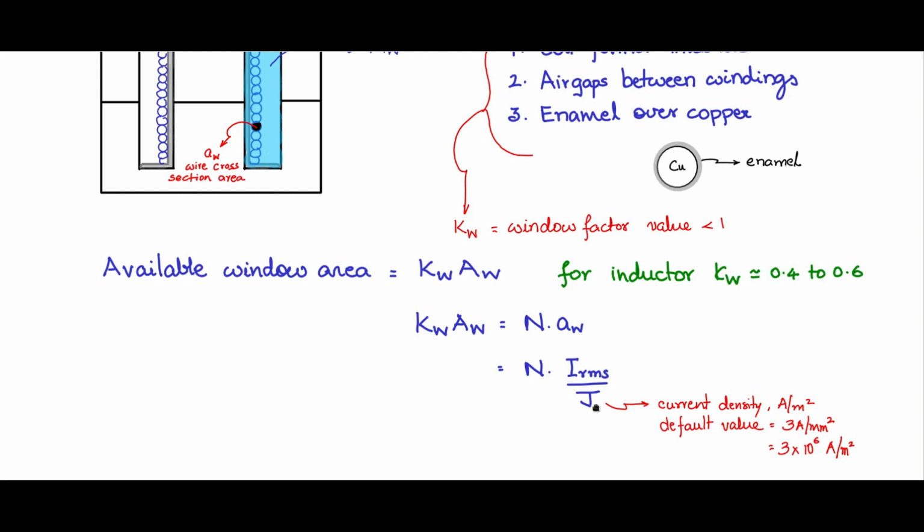J varies in practice from 2 amp per mm square to even 5 amp per mm square in very low power systems. As the systems become higher and higher in power, the J value becomes 2 amp per mm square. 3 amp per mm square is a reasonable value to take for most of our design purposes.